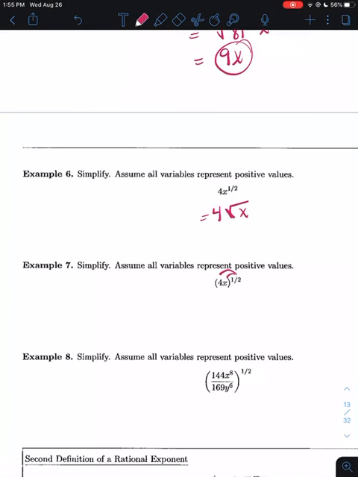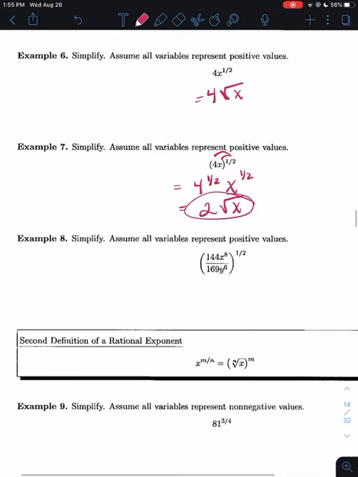Same thing here. I'm going to distribute my 1/2 to everything in parentheses. So this is 4 to the 1/2, and this is x to the 1/2. Well, the square root of 4 is 2. And x to the 1/2, I can just rewrite as the square root of x, and that's your answer.